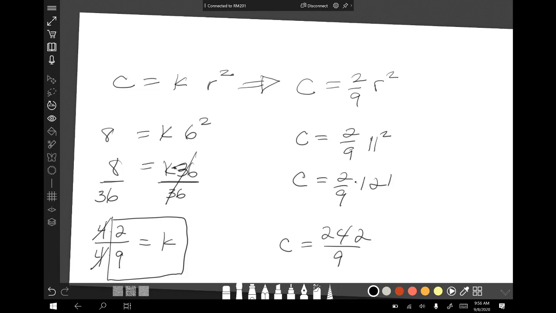I don't know what they have for the answer, but yeah. They have $26.89. So if you divided these, hopefully it would round to that much. Good. Questions on that one?